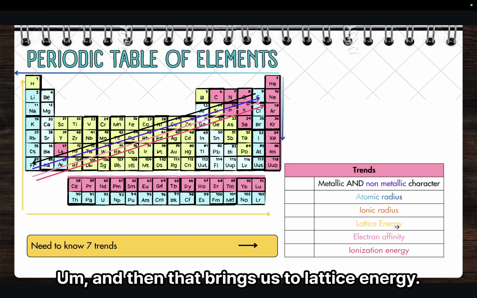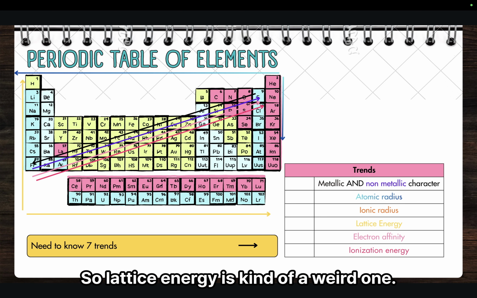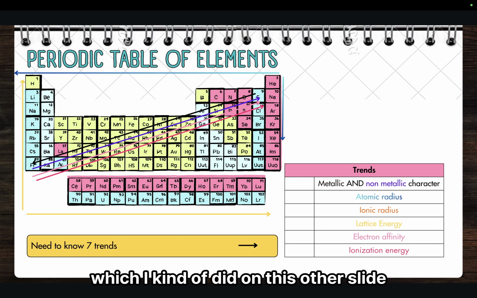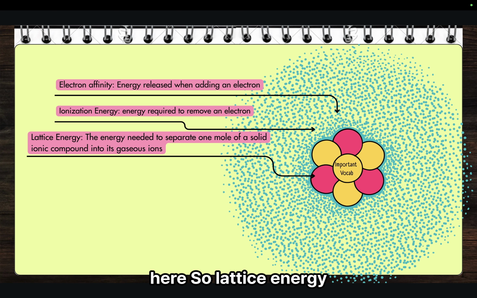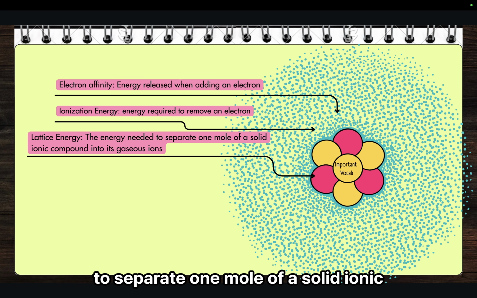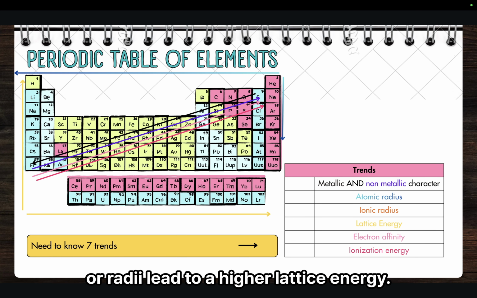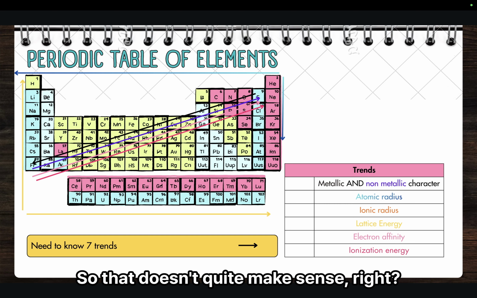And then that brings us to lattice energy. Lattice energy is kind of a weird one. The way to define it, which I kind of did on this other slide here: lattice energy is the energy needed to separate 1 mole of a solid ionic compound into its gaseous ions. So basically what that means is that higher charges and smaller ionic radii lead to a higher lattice energy. So that doesn't quite make sense, right?